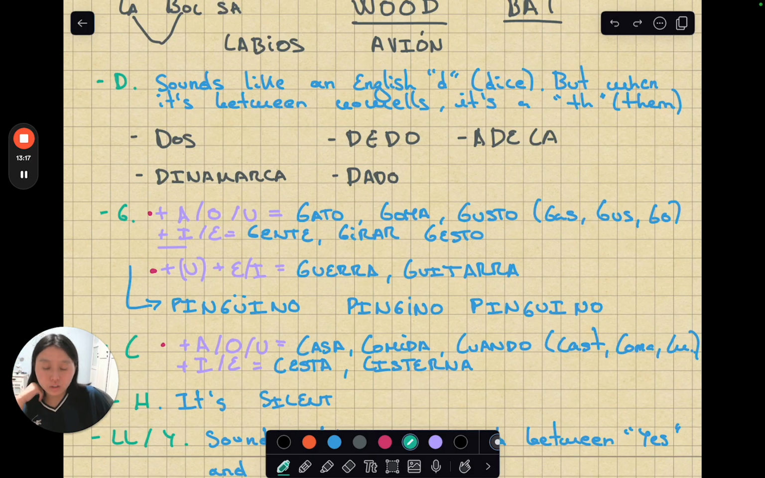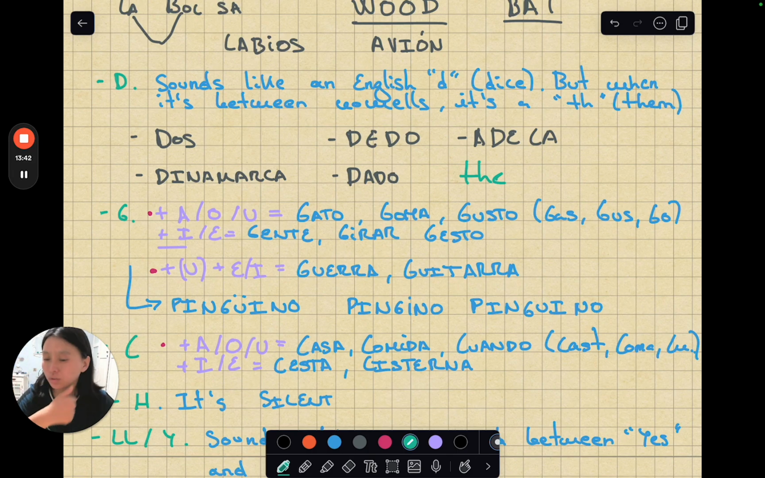So when you say dos, Dinamarca, okay? Dos, Dinamarca. But whenever the D is between vowels, it's going to sound like the "th" sound, again like in English, "the." The tongue has to be between your teeth.